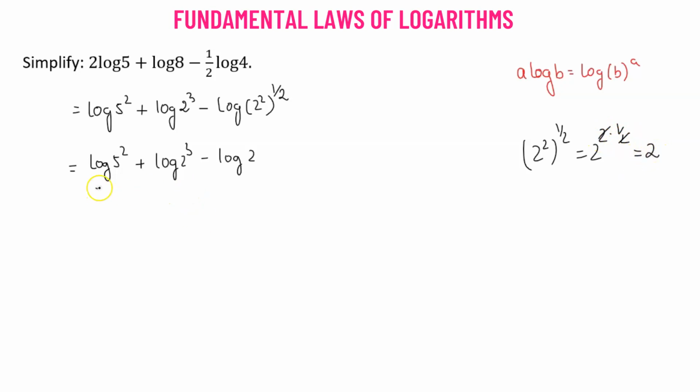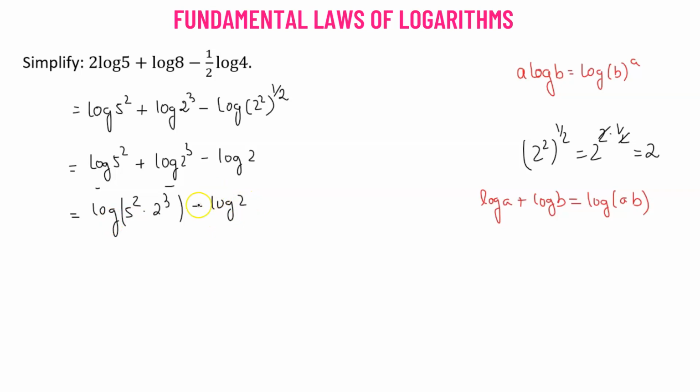Fine. Now what we'll do, we'll combine the first term and the second term using the property that if we have log of a added to another log of b, that is the same as logarithm of a times b. So this will give us log of 5 squared times 2 cubed minus log of 2.